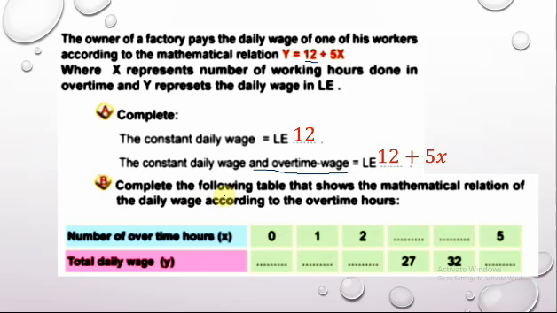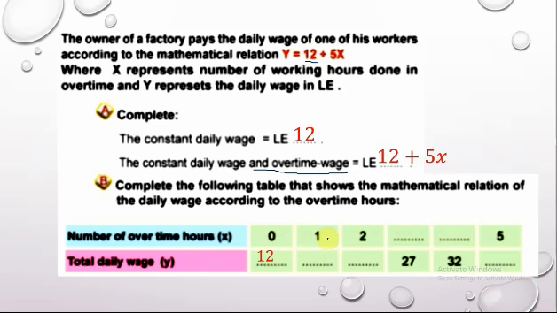Complete the following table that shows the mathematical relation of the daily wages according to the overtime hours. If the overtime hours equal 0, this means the total wage is going to be what? We will replace the X by 0 here. 12 plus 5 times X. 5 times 0 means 0. It means this part is going to be erased. All of this equals 0. So Y will equal 12.